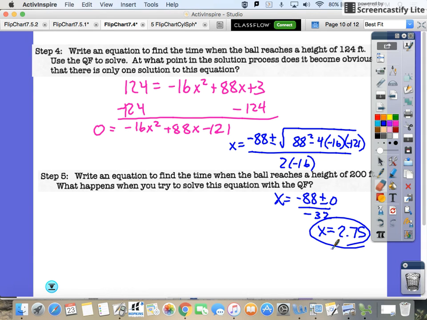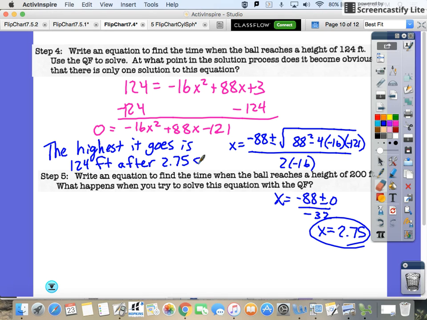Now there's only one solution, so what that means is that's the peak, that's the highest the ball goes. The highest the ball goes is 124 feet after 2.75 seconds.